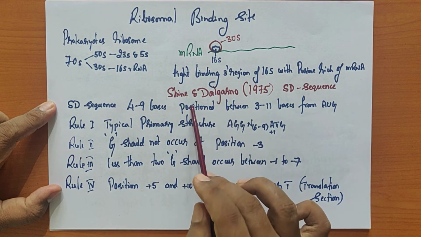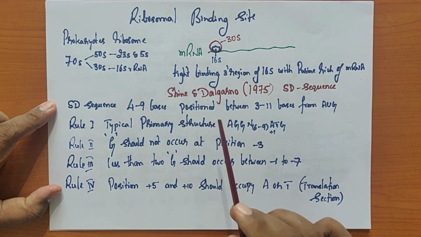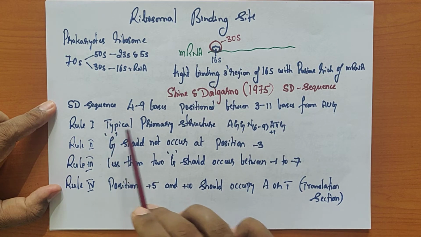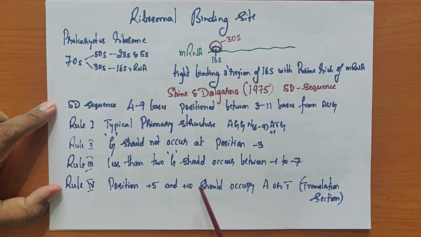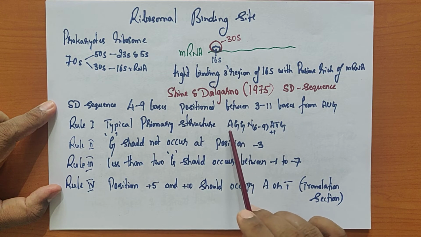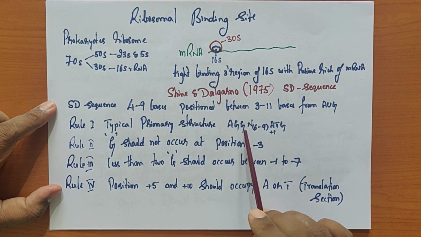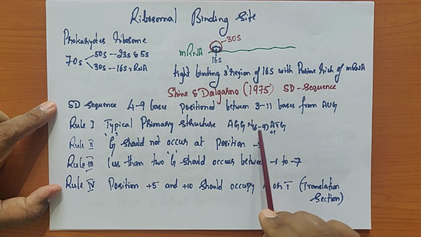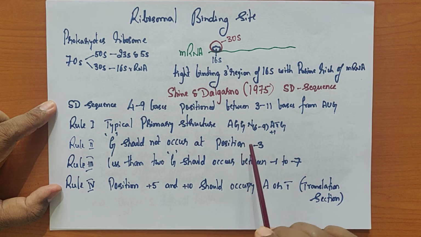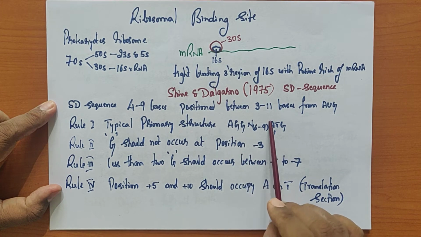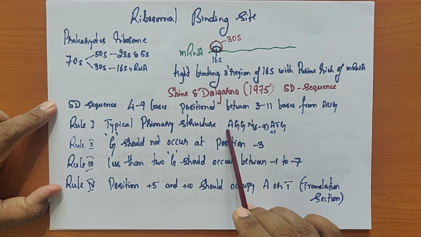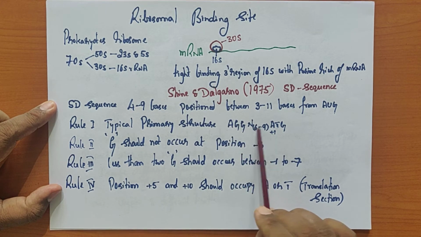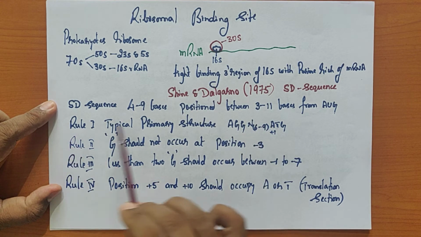Okay, now here we also have to have certain rules. What will be the rules? Rule number 1: the typical primary structure of this ribosomal binding site should have, for example, AGG, then N, which can be any nucleotide, 6 to 9 of them before the first amino acid, before this plus 1. So we need to have AGG with somewhere between 6 to 9 of any nucleotide. That is rule number 1.